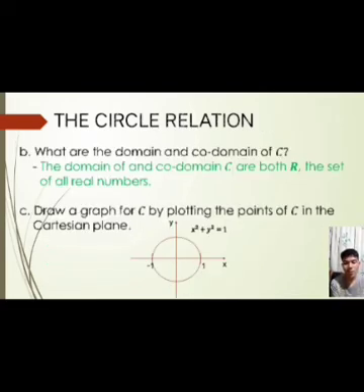B. What are the domain and codomain of C? The answer is the domain and the codomain of C are both R, the set of real numbers. C. Draw a graph for C by plotting the points of C in the Cartesian plane.